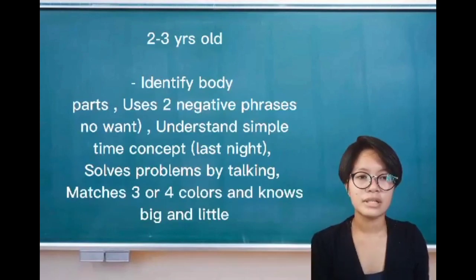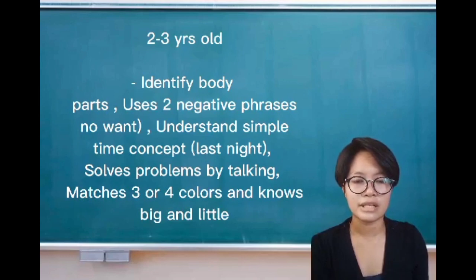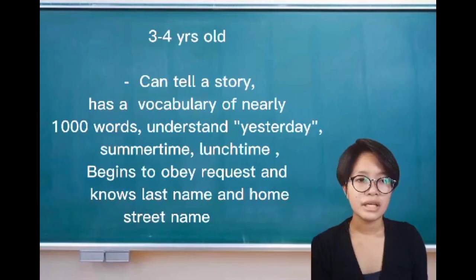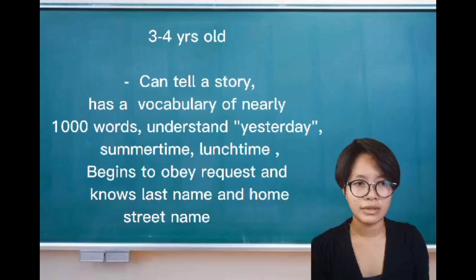2 to 3 years old: can identify body parts, uses two negative phrases like no one and I don't want, can understand simple time concepts like last night, solves problems by talking, matches 3 or 4 colors, and knows big and little. 3 to 4 years old: can tell a story, has a vocabulary of nearly 1,000 words, understands yesterday, summertime, and lunchtime. Begins to obey requests and knows last name and home street name.